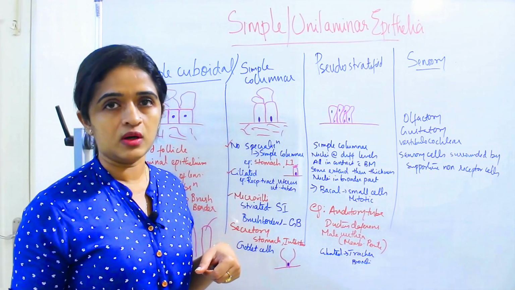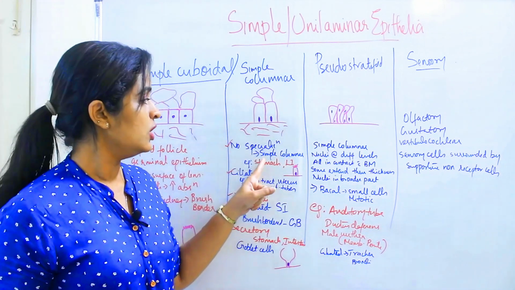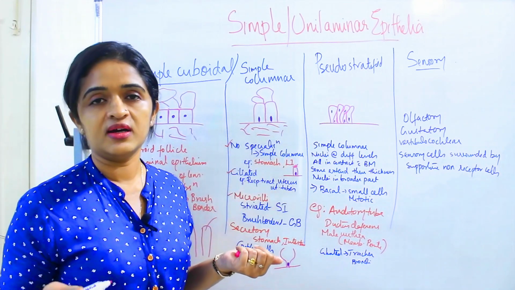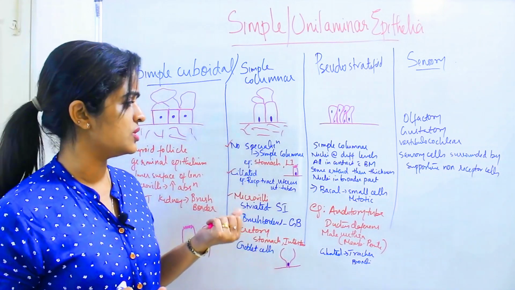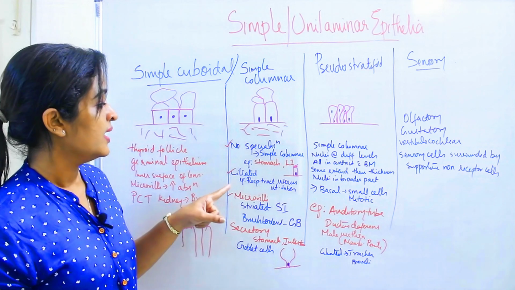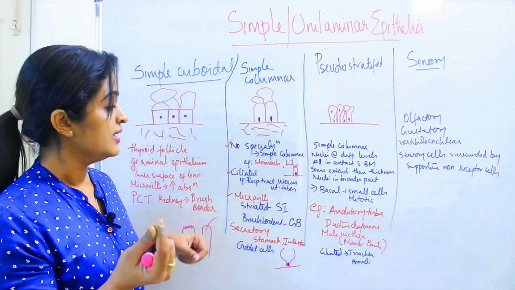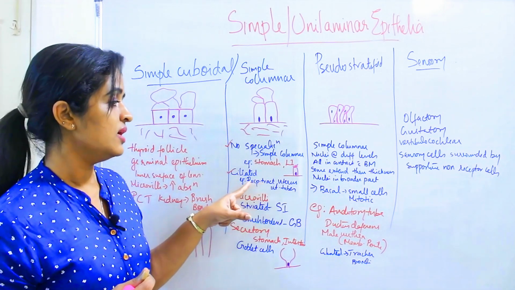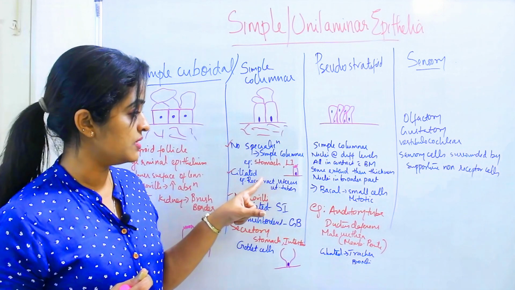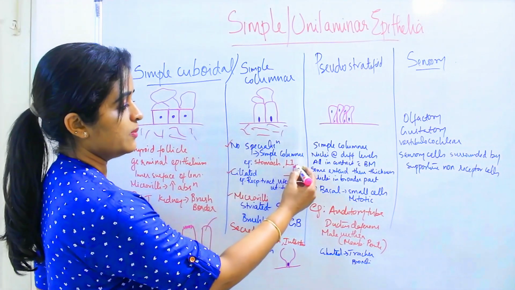Again, the simple columnar is further classified depending upon whether it has some specializations on the surface or not. If there is no specialization seen on the surface, you call it simple columnar epithelium, which you will get in the stomach, large intestine and so on. If it has cilia, then you call it ciliated columnar, which you will get in the respiratory tract, uterus, and uterine tubes, and also you can see hair-like projections.